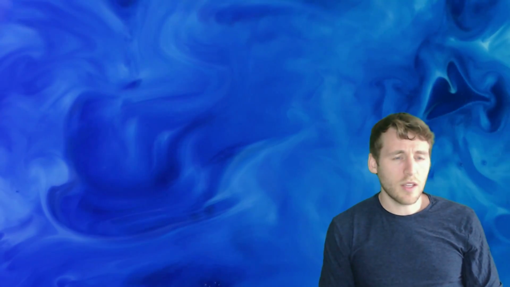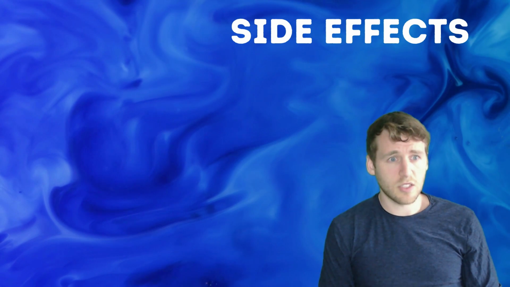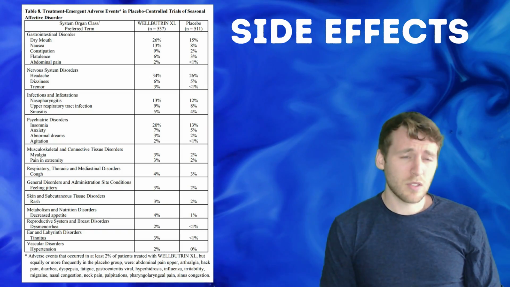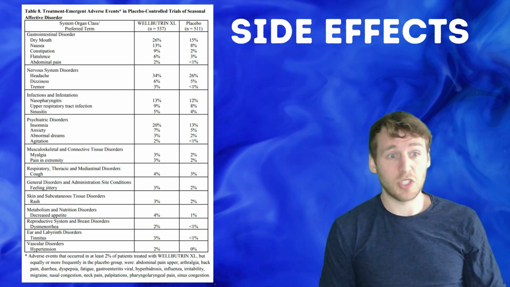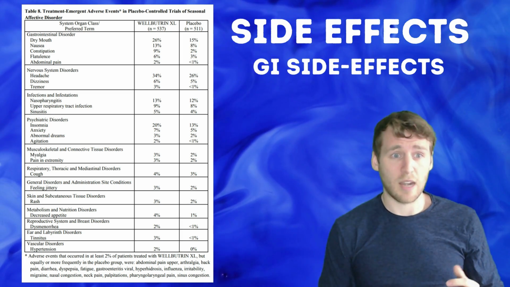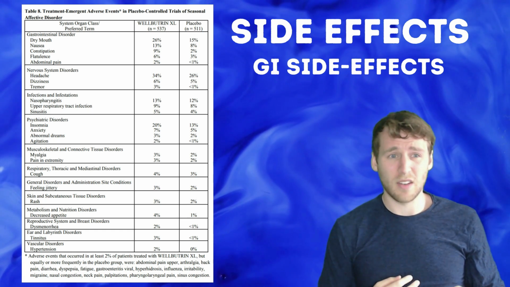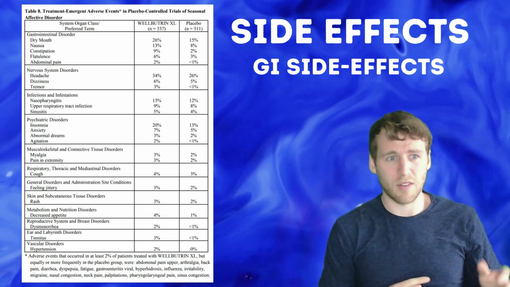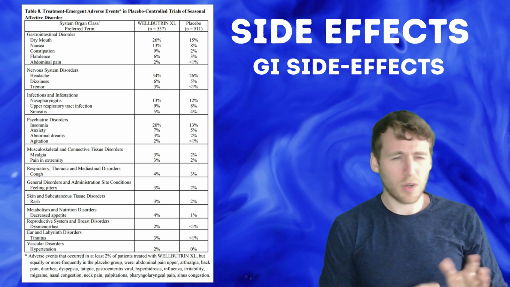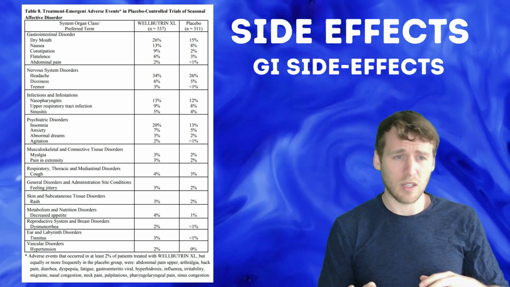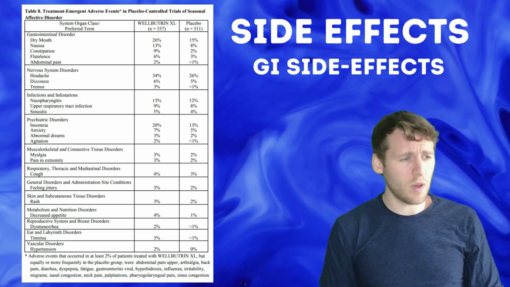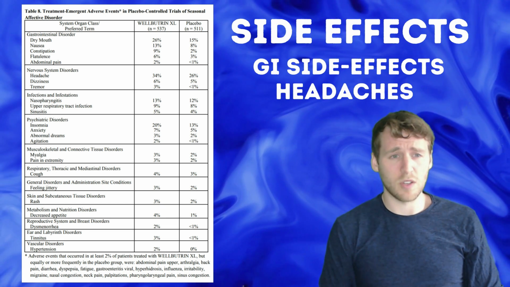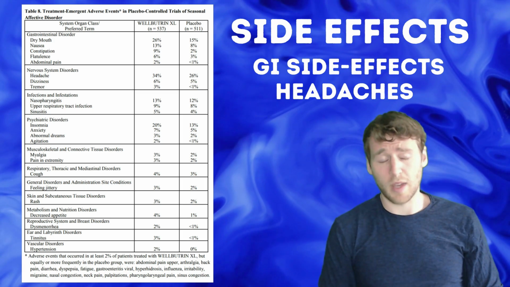Talking about side effects, let's pull up the prescription label. The two big ones to look out for are GI side effects. You see a higher percentage of dry mouth, and then nausea, constipation, and diarrhea. Of course, it's important to compare it to placebo when considering whether it actually causes side effects. The other big one worth mentioning is headaches. There's a pretty substantial percentage of people who get headaches.